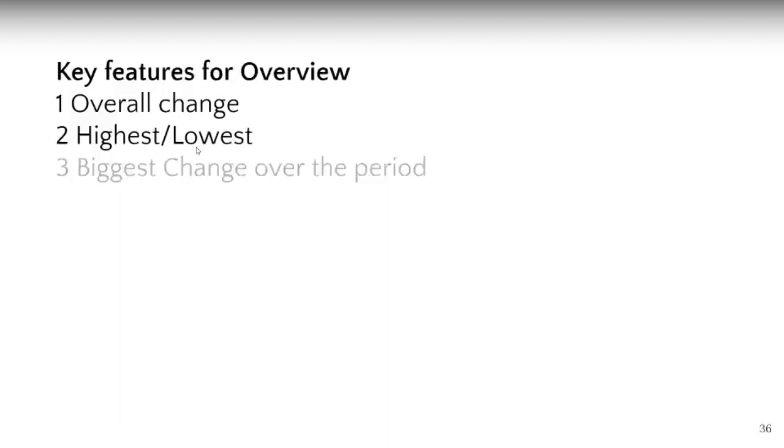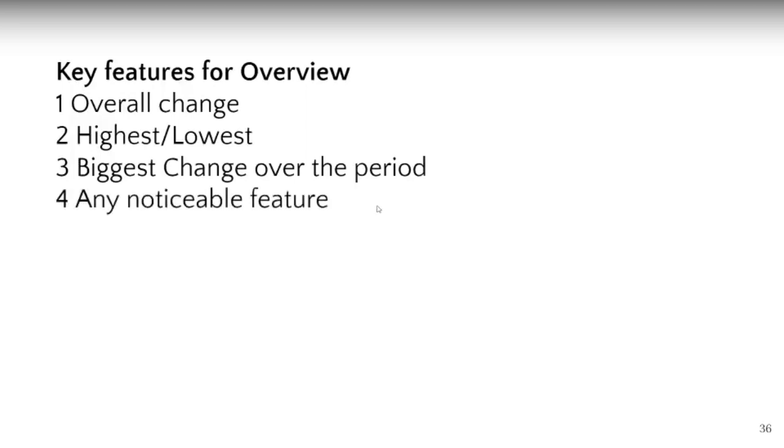Are they all rising? Are they all increasing? Or are they staying the same? Yeah, so this is overall change. And you can also include highest and lowest, and we just saw that example in agriculture. You can also talk about the biggest change over the period. As you can see, some items experience a bigger change compared to others, so you can also include that. And you can also include any noticeable features, something that stands out in the graph. Okay? So these are really important key features. So now we'll learn them.